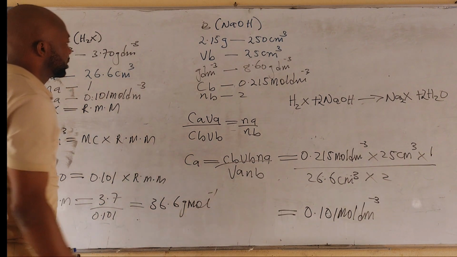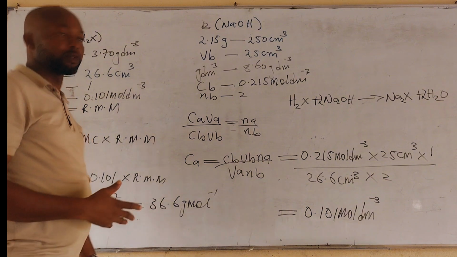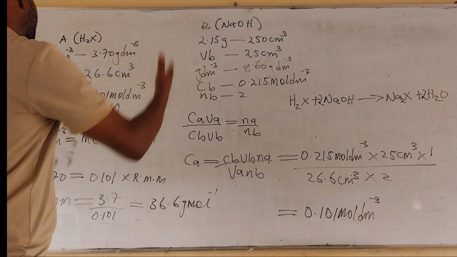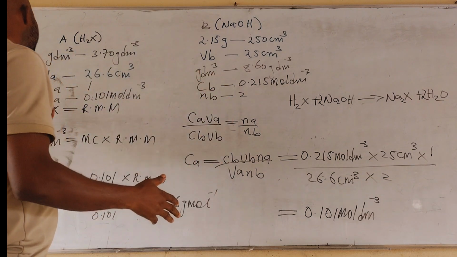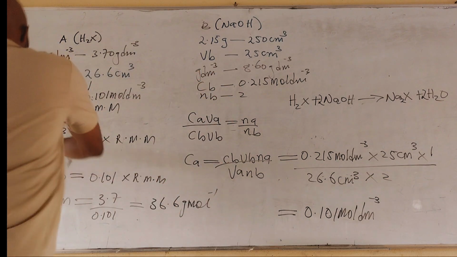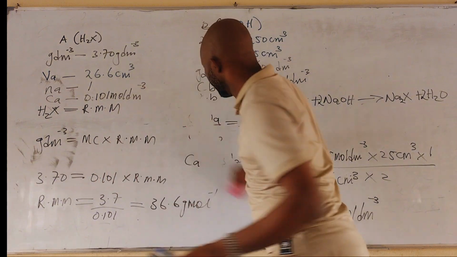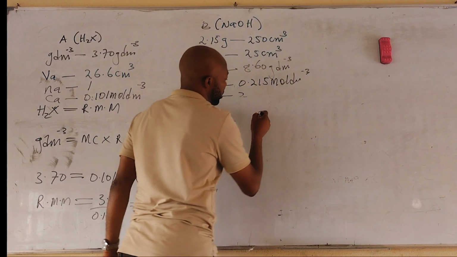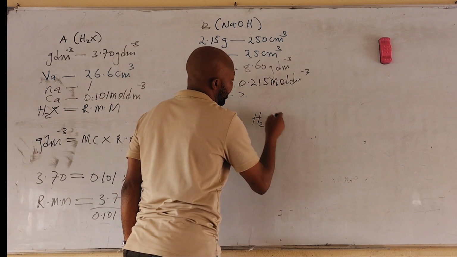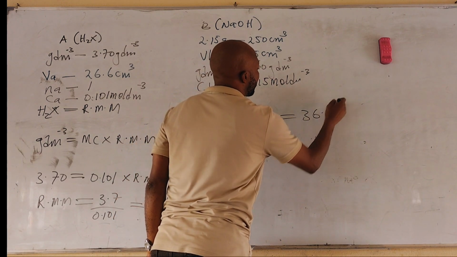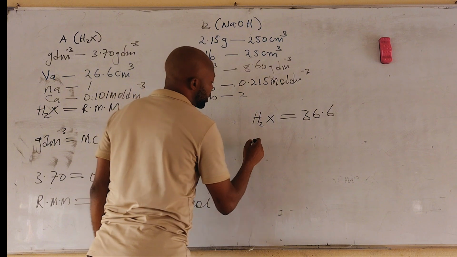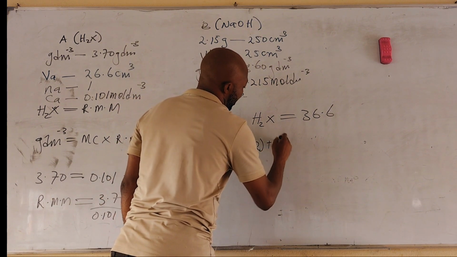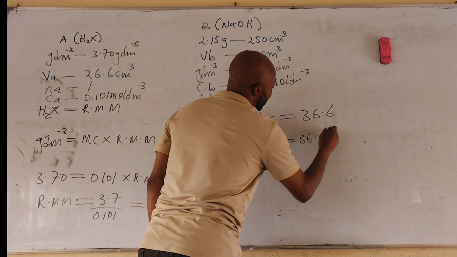That's not all yet. Now we can apply the main formula to finish. So we have 36.6 g/mol. Let us now get the value of X. To get the value of X, let's come this way. For the value of X, I have H2X is equal to 36.6. Hydrogen here is 1 times 2, plus X is equal to 36.6.